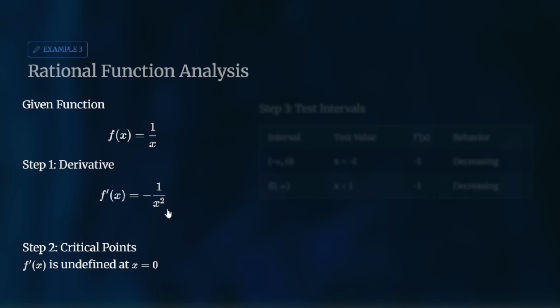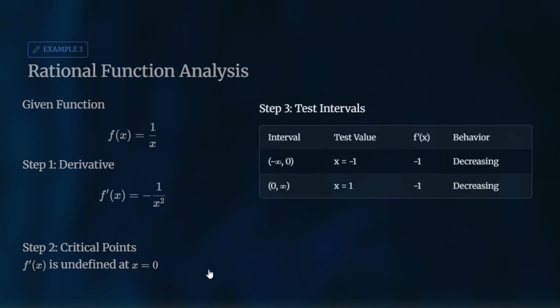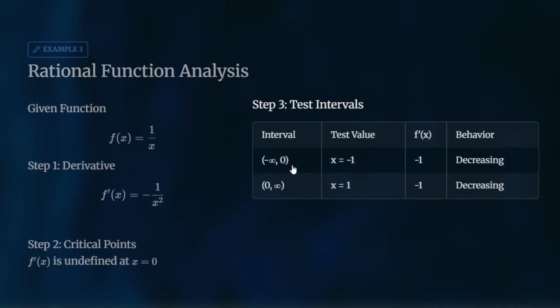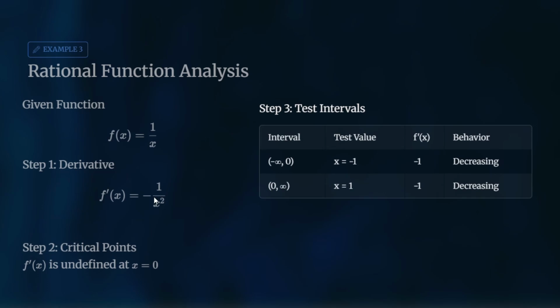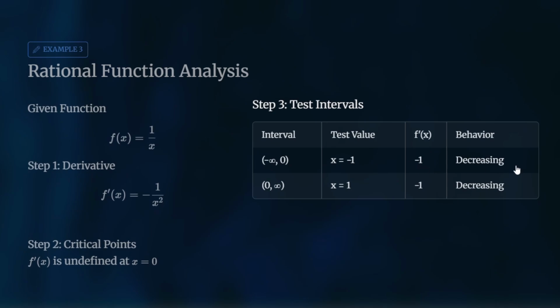So the derivative f prime of x will be equal to negative 1 over x squared. Now we know that the function will be undefined when x equals 0 since x is in the denominator. So our two intervals will therefore be from negative infinity to 0 and from 0 to infinity. On the first interval, we can pick x equals negative 1 as our test value. And if we substitute negative 1 into our derivative, f prime of negative 1 is negative 1. Therefore, the function is decreasing on that interval.